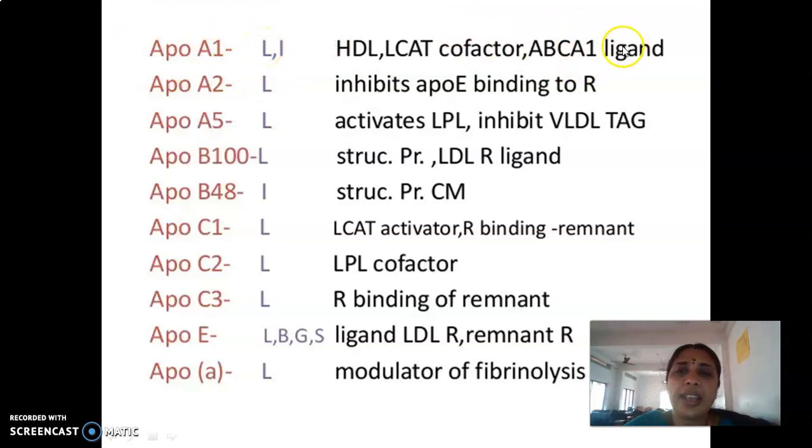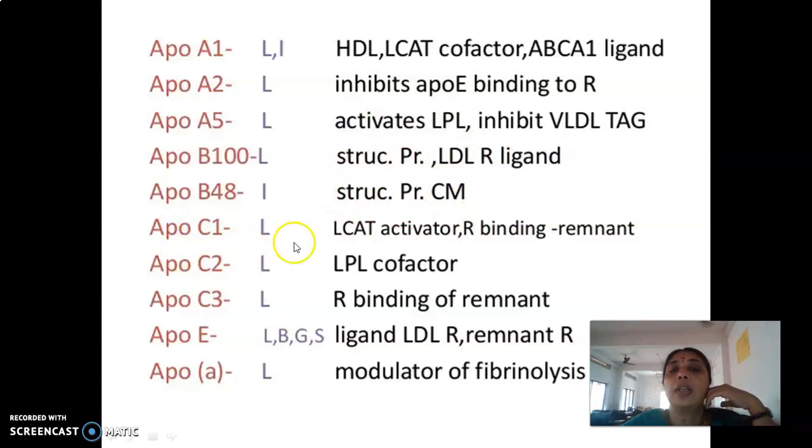Then ABCA1 ligand. You don't have to memorize these functions by heart. Just go through it, right? I have written important guidelines in the notes. ApoA2 inhibits ApoE binding to the receptors. ApoA5 activates lipoprotein lipase while inhibiting VLDL and TAG. ApoB100 is a structural protein and LDL receptor ligand. B48 is a structural protein of chylomicrons.